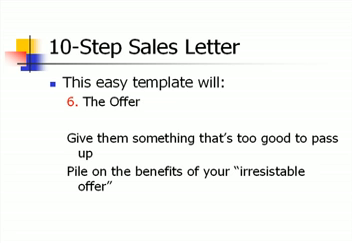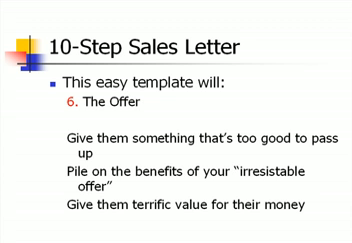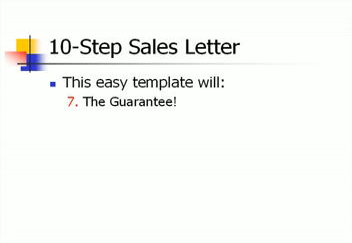You want to pile on the benefits of what they get and show them why the price is so low for what they get. Think of this section as offering people 10 times the amount of money you're asking for. If you want to make a $47 sale, offer them $470 in value.